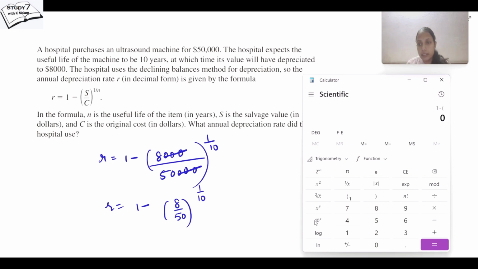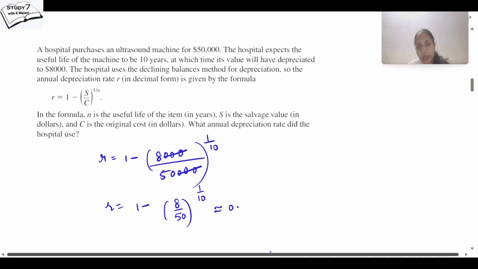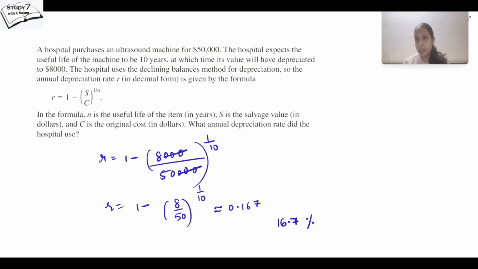1 minus 8 over 50 to the power 1 by 10. So you are getting 0.167. That's approximately 0.167. So this is the depreciating rate. If we calculate in a percentage, the depreciating rate is 16.7% every year. Okay, so we have done up to this.